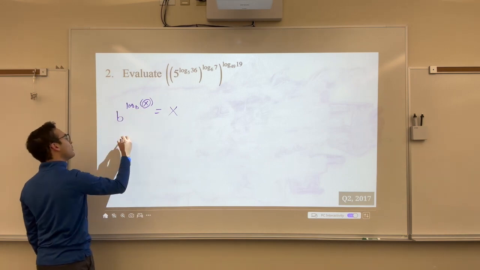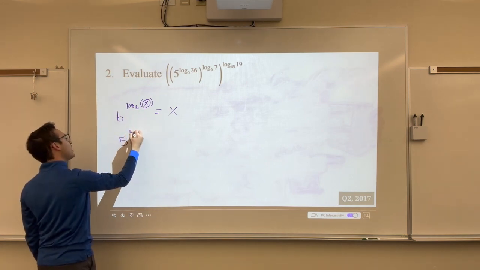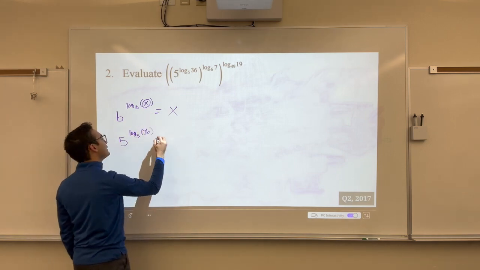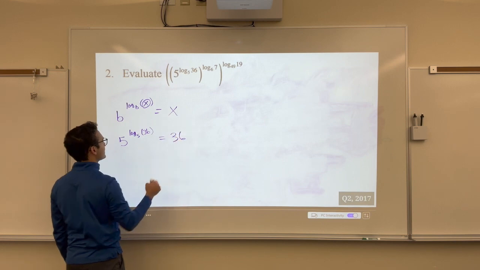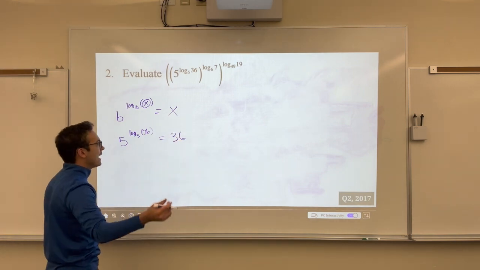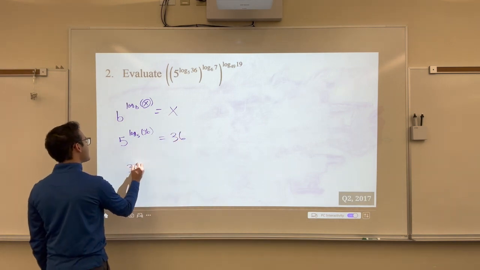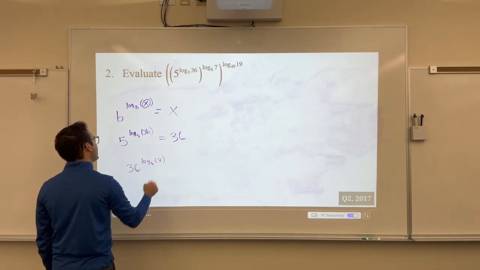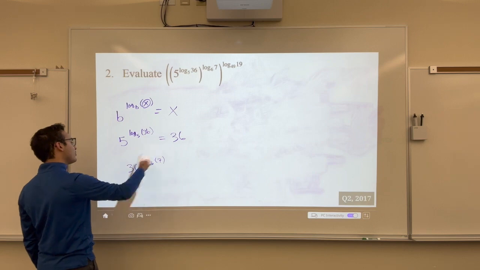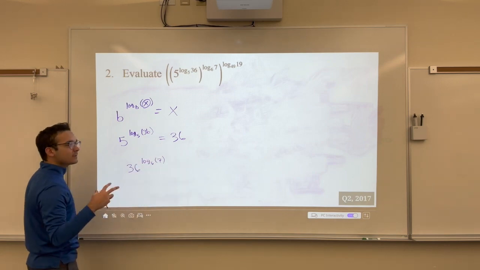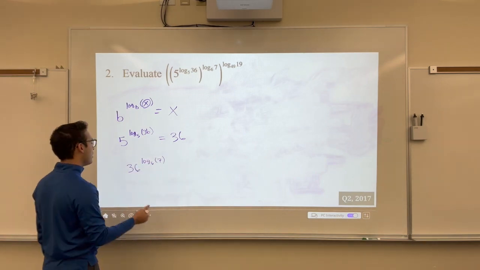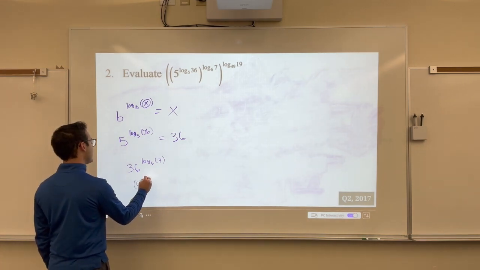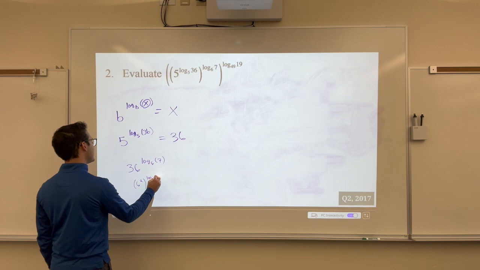So here, when we have 5 raised to the log base 5 of 36, that cancels out, leaving us with 36. So now let's continue that pattern. We now have 36 raised to the log base 6 of 7. Now we can't just cancel out 36 and 6. We are going to need to do a little bit of rearranging. We can rewrite this as 6 squared raised to the log base 6 of 7.